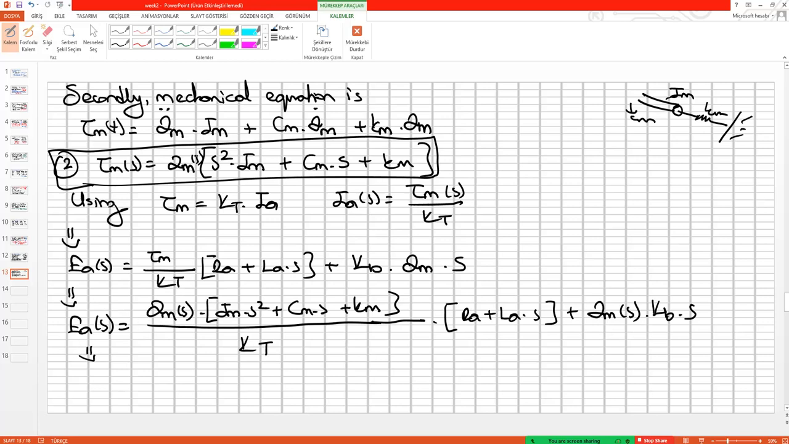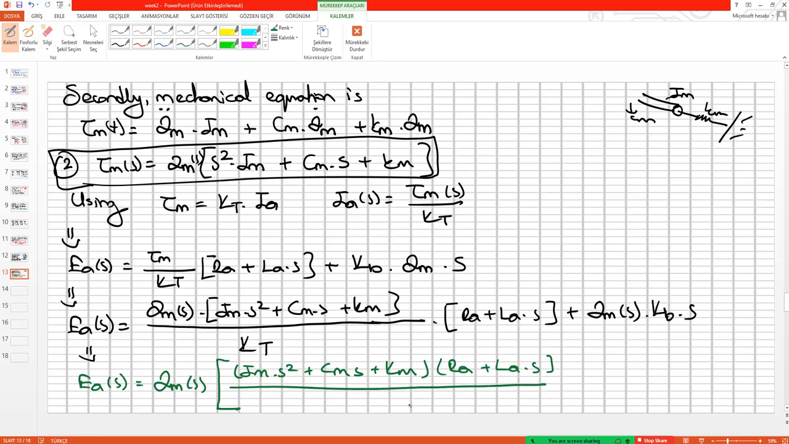Okay? In the last form, we will reach Ea(s) equal to theta m(s) times the parentheses of (Jm s square plus Cm s plus Km), right? And we have (Ra plus La s), right? And divided by Kt, plus Kb s. This is the whole collected form for our algorithm. Okay?